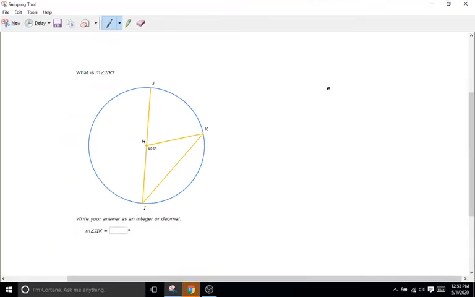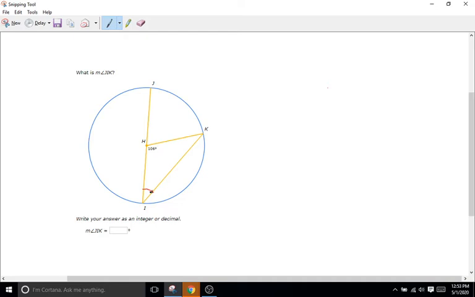Okay. So it wants us to know the angle value for JIK. So J, go down to I, go up to K. So it's going to be this angle right here. That's JIK. That's what it wants us to figure out. Okay. So is this an inscribed angle? Well, let's look at it.